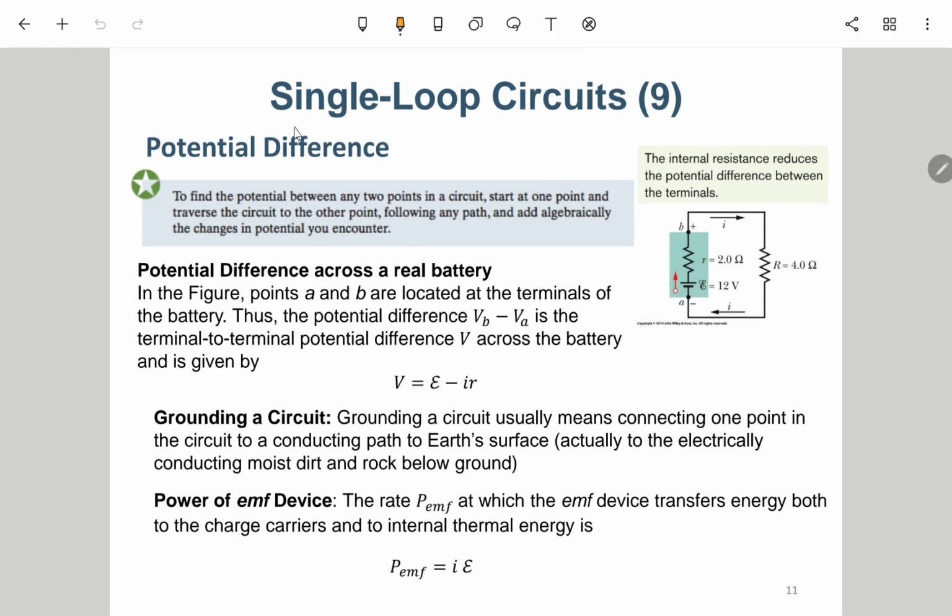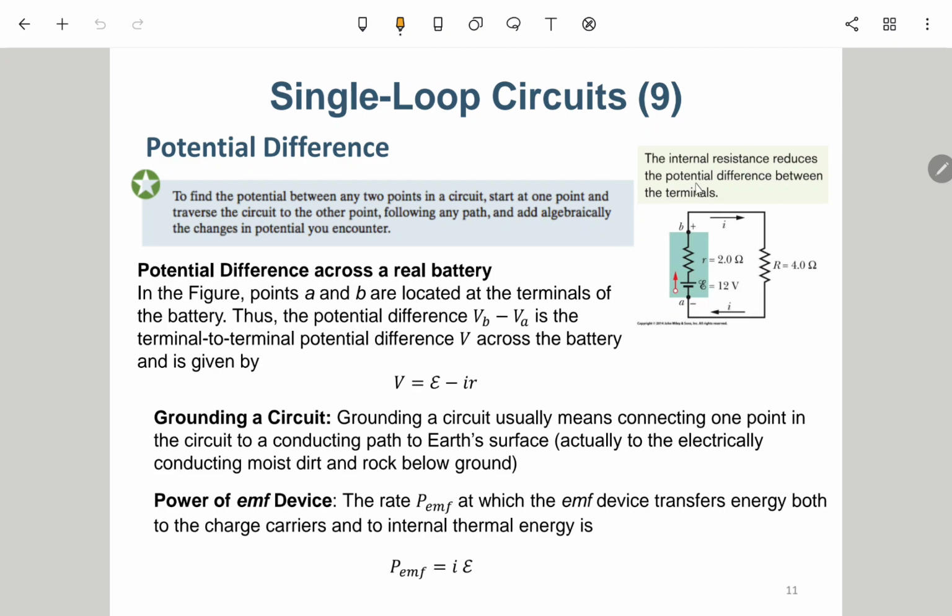Next we talk about how to find the potential between any two points in a circuit. Start at one point and traverse the circuit to the other point, following any path and adding algebraically the changes in potential you encounter. After you know the current, you'll be able to find the potential difference between any two arbitrary points.